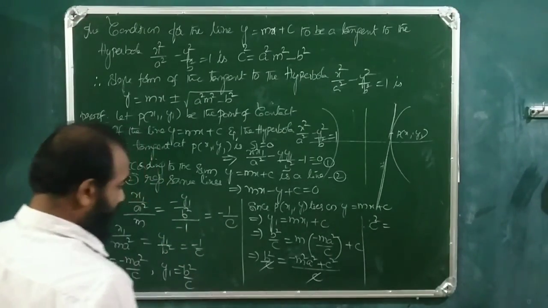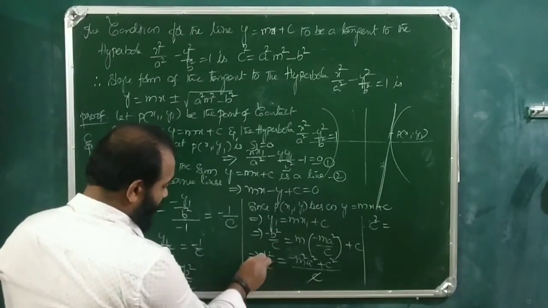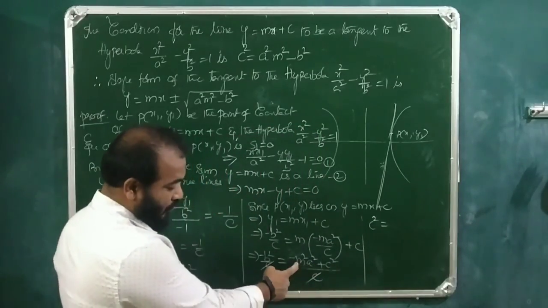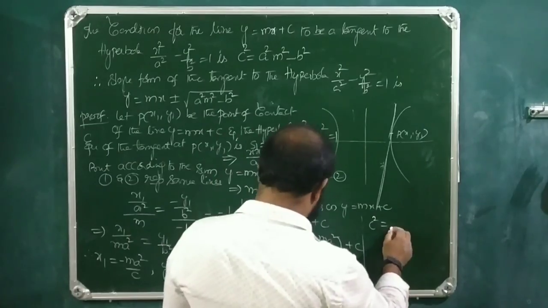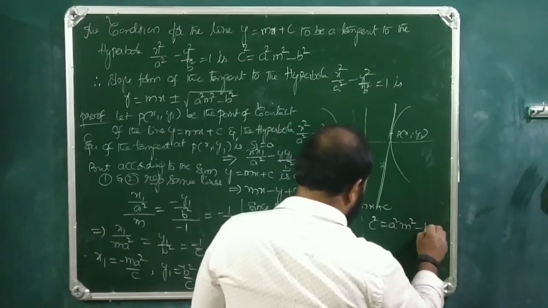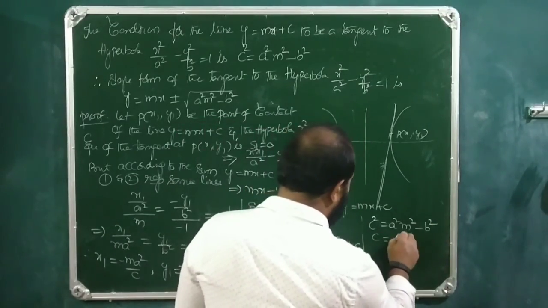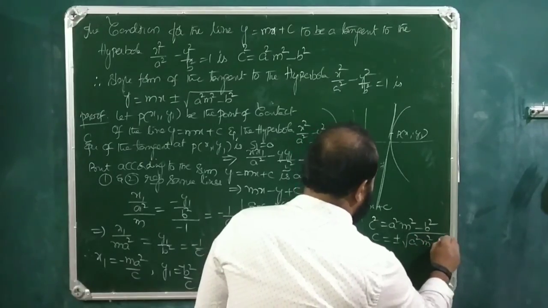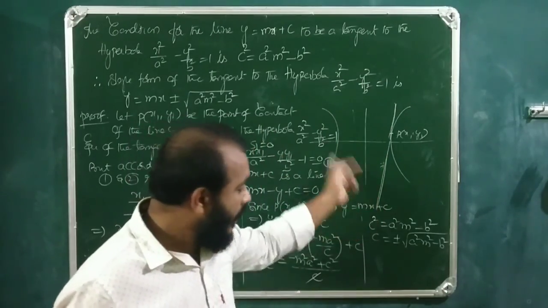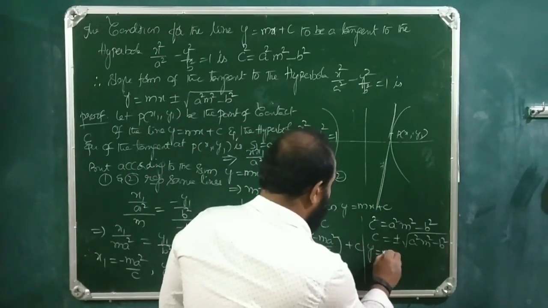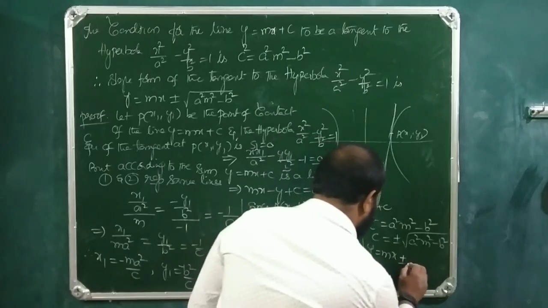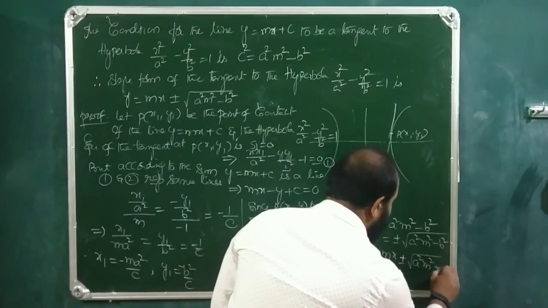So this is minus b square by c. So from this, c square is equals to minus b square, and if you transpose to this side, a square m square minus b square. So if we want c, it is plus or minus square root of a square m square minus b square. So therefore the equation of this line in slope form is y is equals to mx plus c. In the place of c we got this, so plus or minus square root of a square m square minus b square.